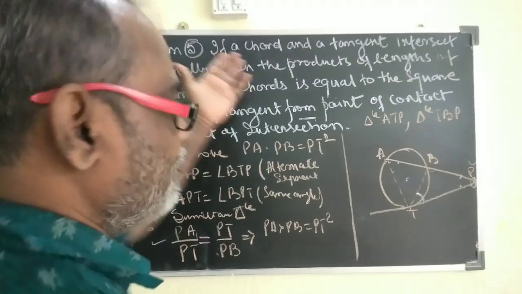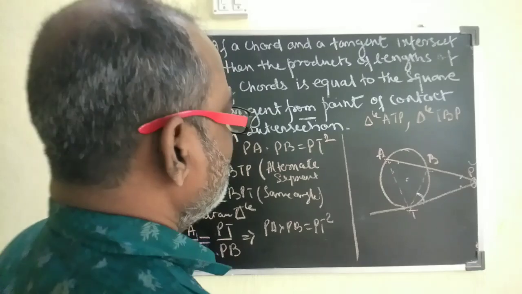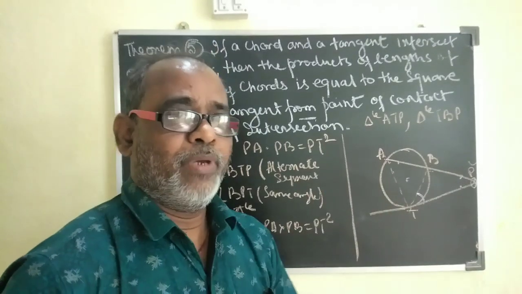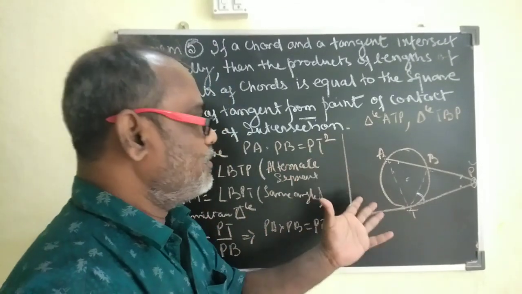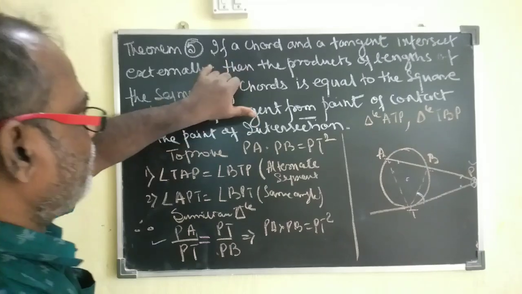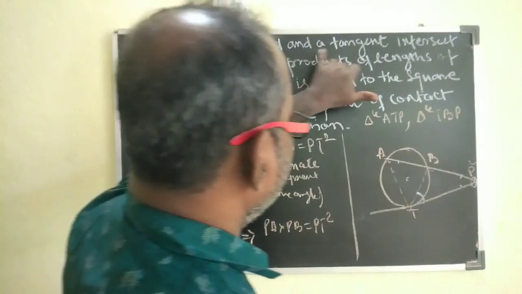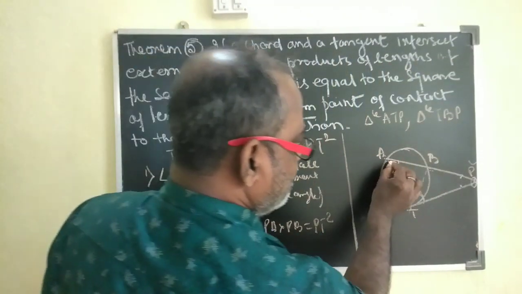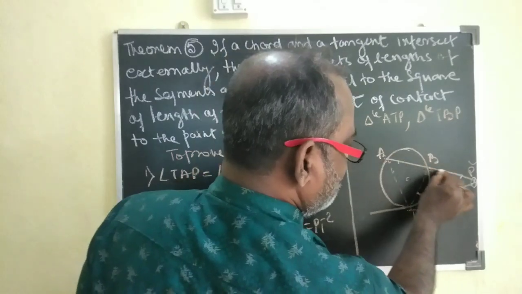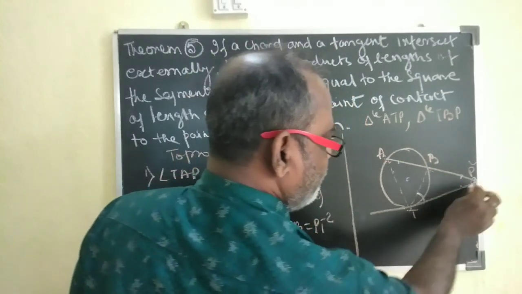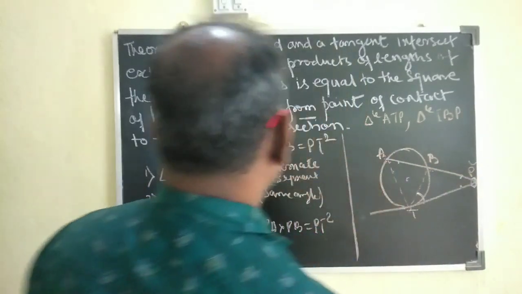This is theorem number 5. It's a very important theorem because from this theorem you may get questions in MCQs. Already I have said you. So first let us read out. If a chord and a tangent intersect, let us take AB is a chord. If we extend this chord till here and a tangent if we extend here, they intersect at point P.